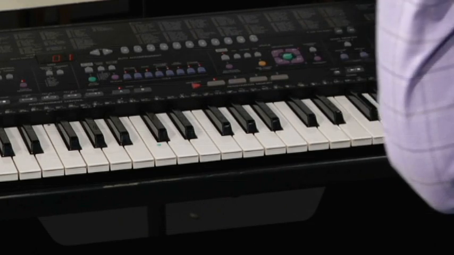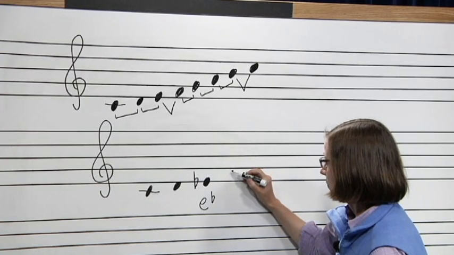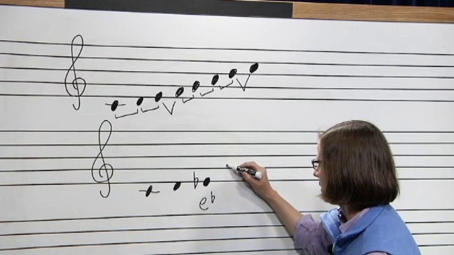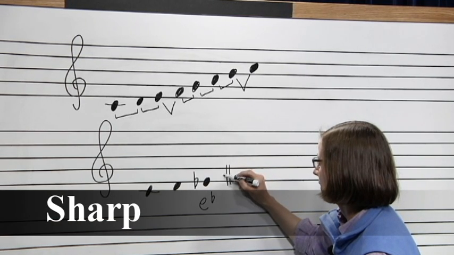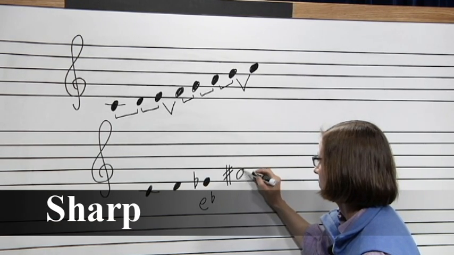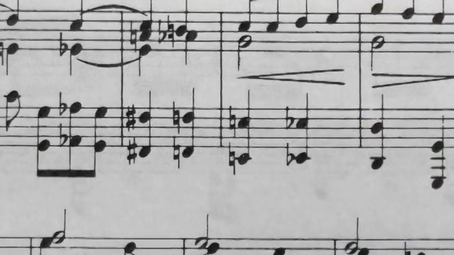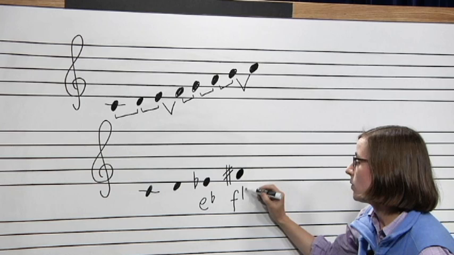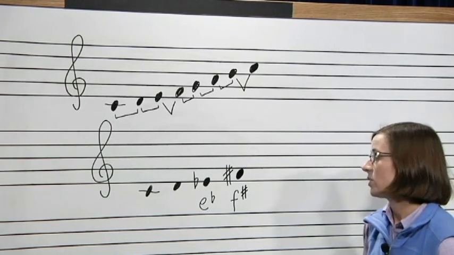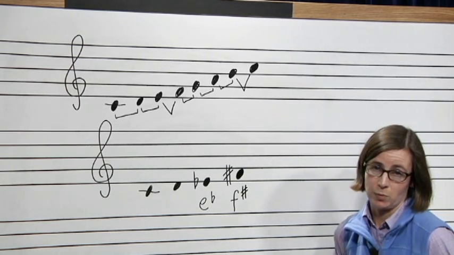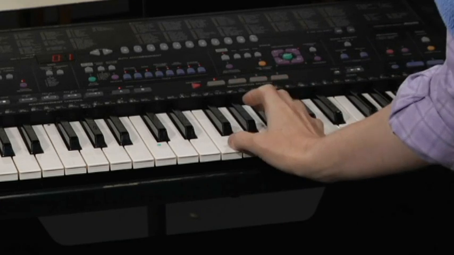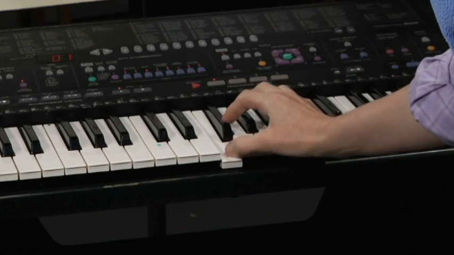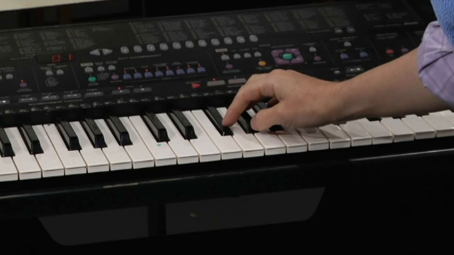Now I'm going to put in another kind of accidental up here. How about an F sharp? Again, we put this accidental right in front of the note. This is F sharp, and it's just the opposite of a flat. We just want to raise the note a half step from what it would normally be. So over on the piano keyboard, there's my F, and there's F sharp.